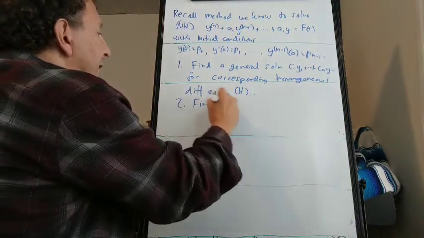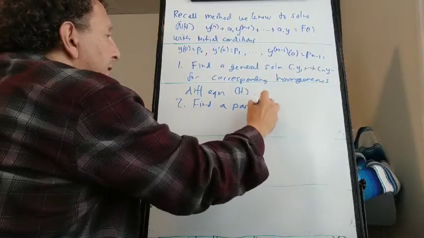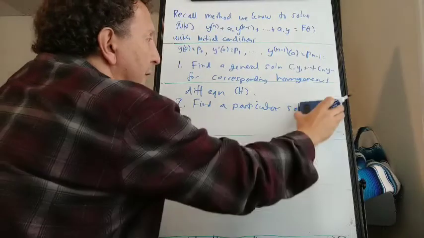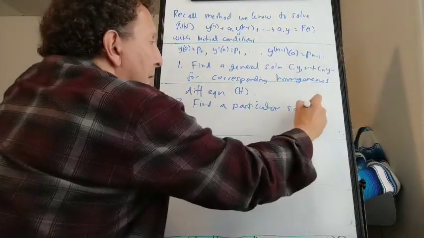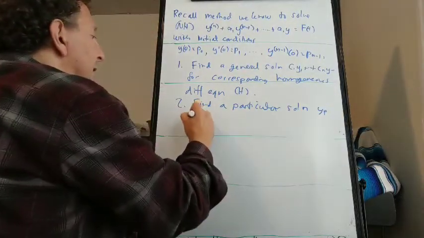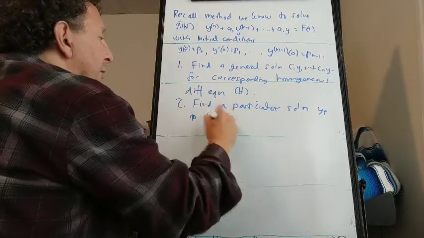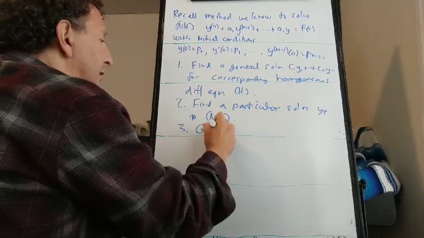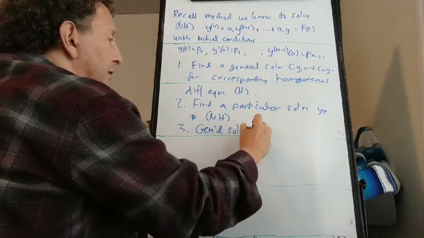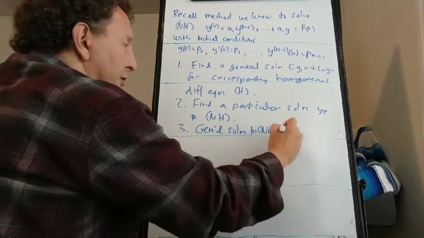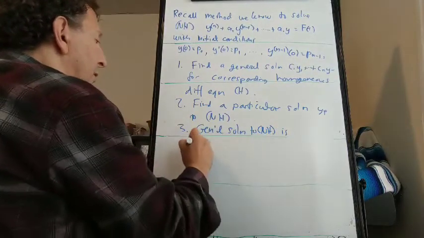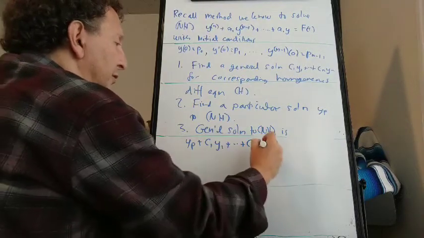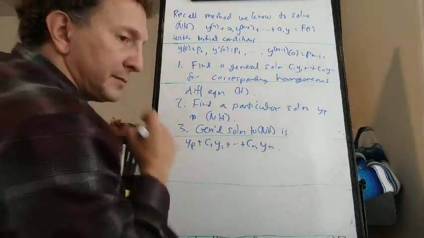Then we find a particular solution yp to the non-homogeneous differential equation, and then we say that the general solution to the non-homogeneous differential equation is yp plus c1y1 plus all possible solutions of the homogeneous system.